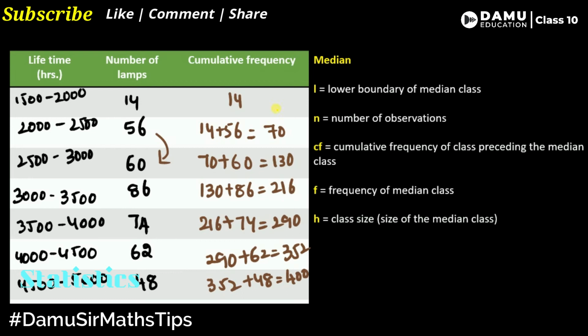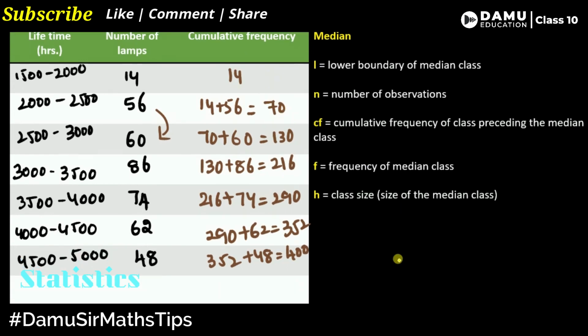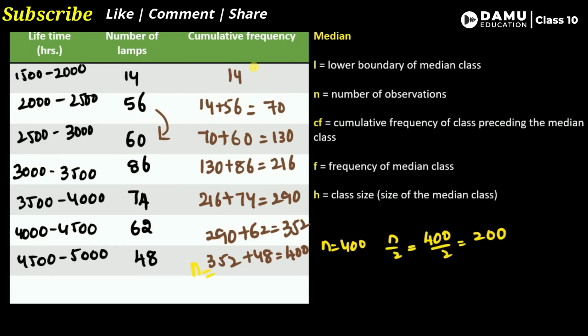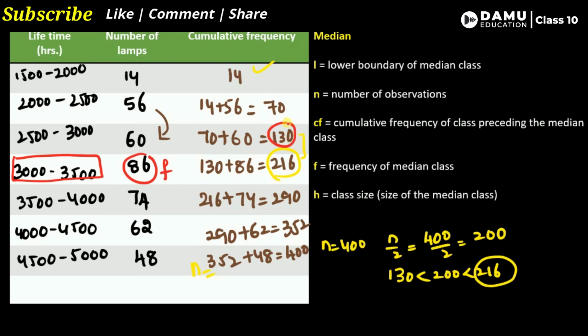As we know, n is equal to 400, so n by 2 is 400 by 2, which is 200. In the cumulative frequencies we have to check where 200 falls. It is between 130 and 216, that is 130 less than 200 less than 216. So as I told, we go for the median class at 216. This is the median class and this is its frequency. The one just before it is the cumulative frequency, that is the cumulative frequency of the class preceding the median class.